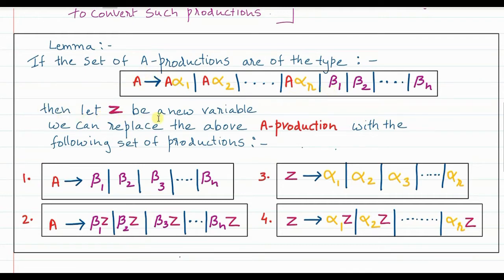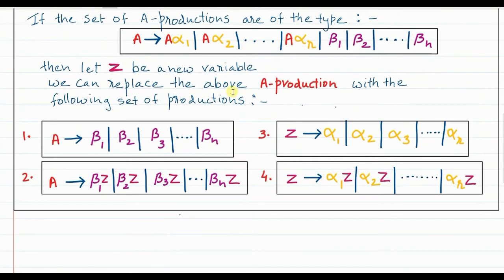then let Z be a new non-terminal. So introduce another non-terminal, or variable, called Z. And then this original A production, which is of the form A gives A alpha 1 up to A alpha R, beta 1, beta 2 up to beta n, can be replaced with 4 other productions. What are these productions?